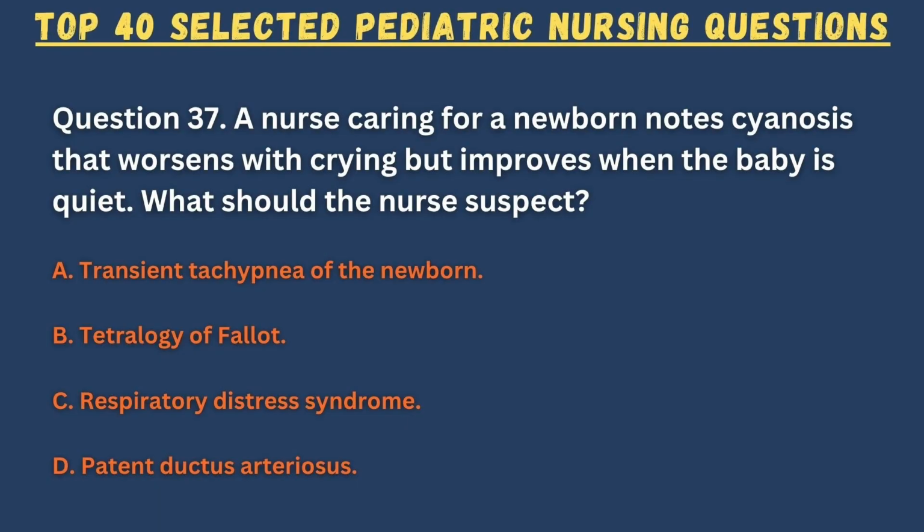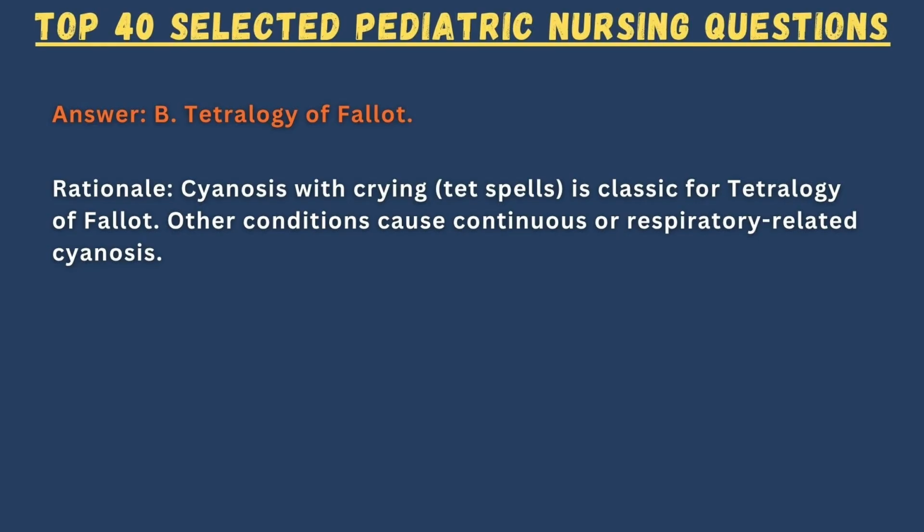Question 37. A nurse caring for a newborn notes cyanosis that worsens with crying but improves when the baby is quiet. What should the nurse suspect? A. Transient tachypnea of the newborn. B. Tetralogy of Fallot. C. Respiratory distress syndrome. D. Patent ductus arteriosus. Answer: B. Tetralogy of Fallot.